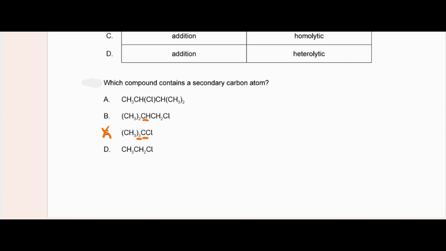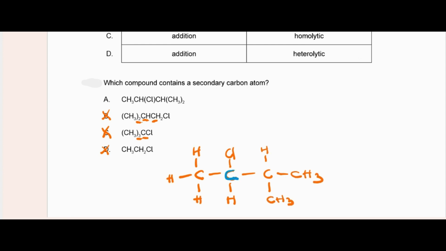This carbon here, it's attached to 2, but then there's another one on the other side. So it can't be B. Here we've simply got a methyl group attached to a carbon attached to chlorine. So that's not going to be secondary, which leaves us with A. So if we draw out the structure, CH3. So this carbon here is attached to 2 other carbons.